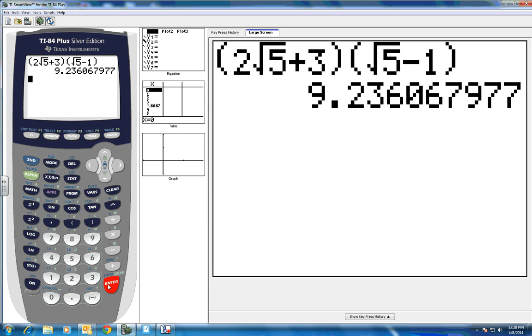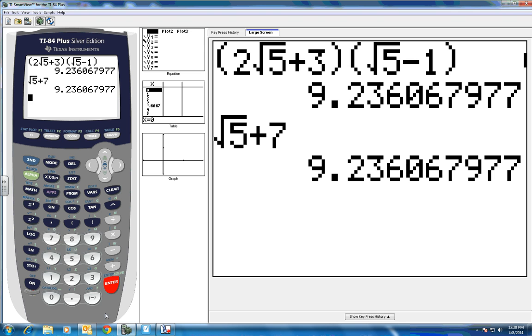Okay, and it will. Your calculator is not going to change it back to radical form. But then what can we do? Well, then I'm going to put in my choices. And I want to know which one is 9.23. So choice B, which is what we said, square root of 5 plus 7. So see how it matches up?